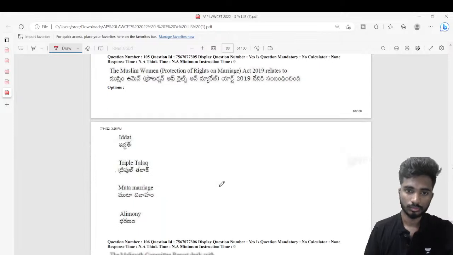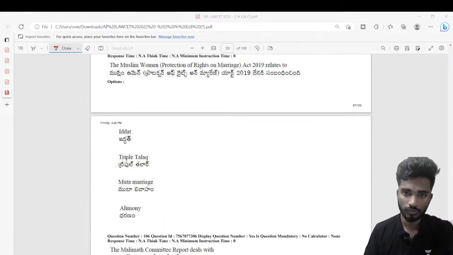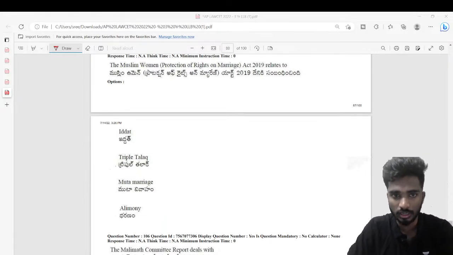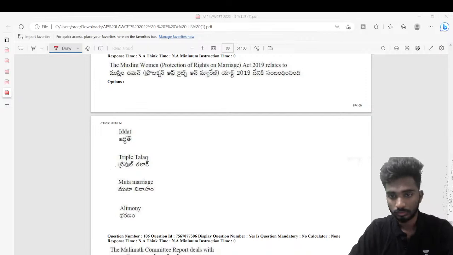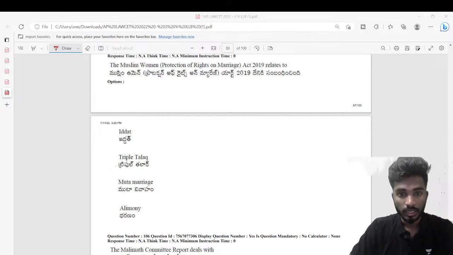Next, the Muslim Women Protection of Rights on Marriage Act 2019 relates to... Muslim Women Protection of Rights on Marriage Act 2019 దేనికి సంబంధించింది? దేనికి సంబంధించింది? Very quickly, guys. We have discussed it multiple times, I would say.